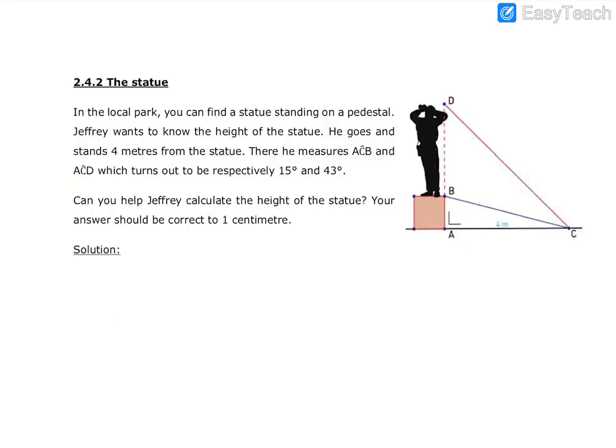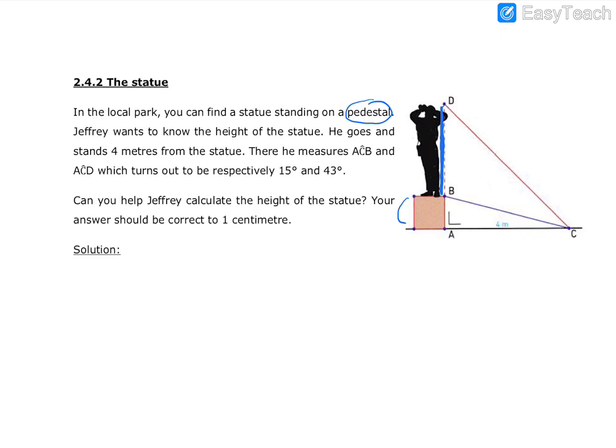Okay. Now it's up to you for the next exercise. And I'm going to give you a small hint. There is a word that you don't know, and that is a pedestal. So the pedestal is this, the sokkel, yes? So the question here is, calculate the height of the statue. This is the statue, yes? So I only want the height of the statue.